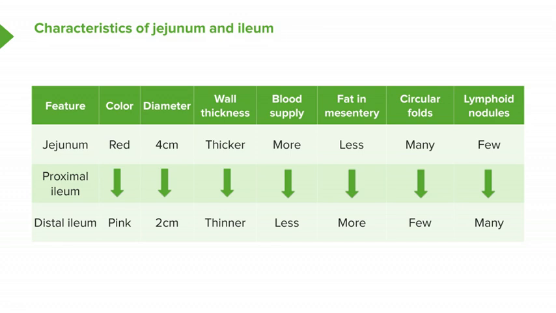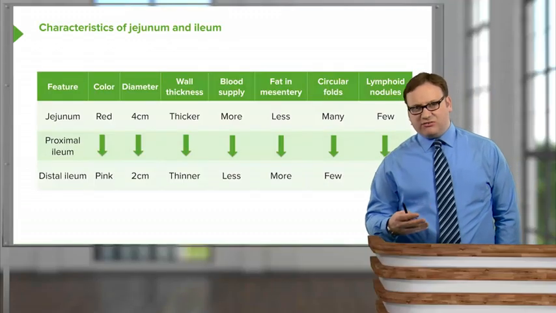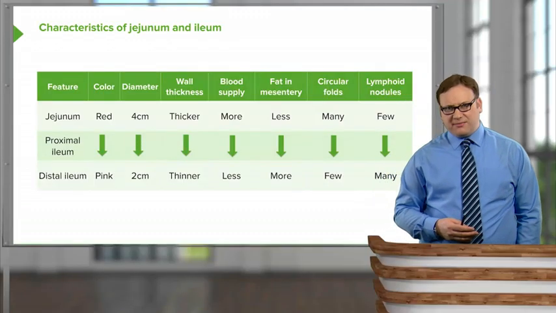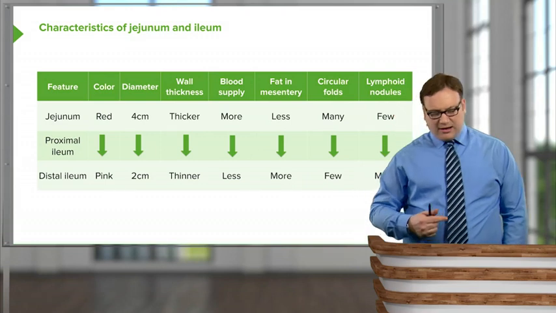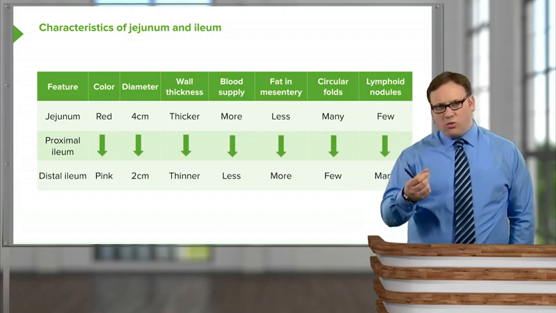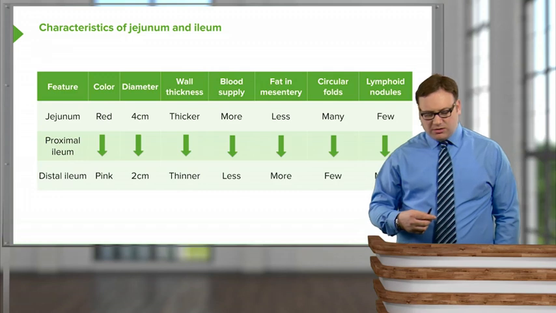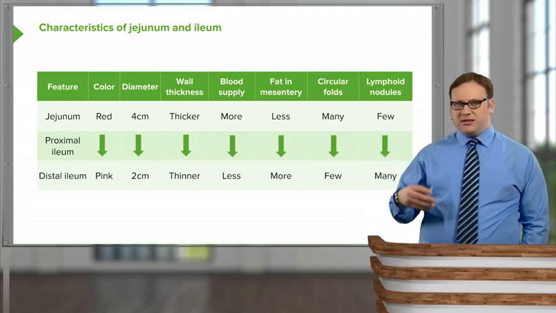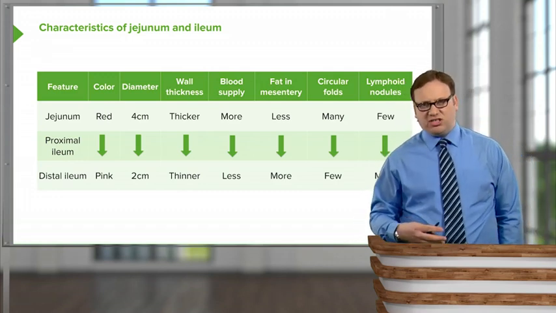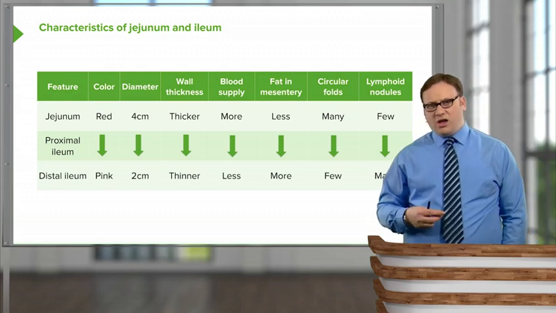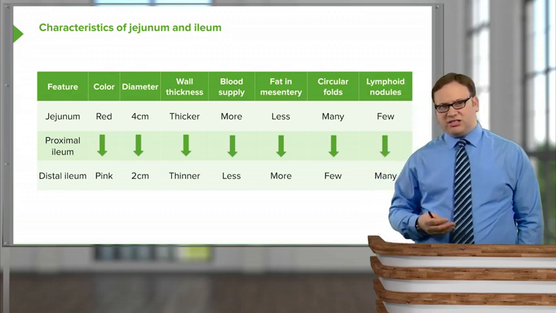So we can see the colour of the distal ileum is quite dark red, and as it progresses to the jejunum, it becomes pinker. The diameter is greater in the jejunum than it is in the distal ileum. I mentioned that at the beginning. The actual thickness of the wall is greater in the jejunum compared to the distal ileum. The blood supply is greater in the jejunum, indicating there's a higher level of absorption occurring in this region.